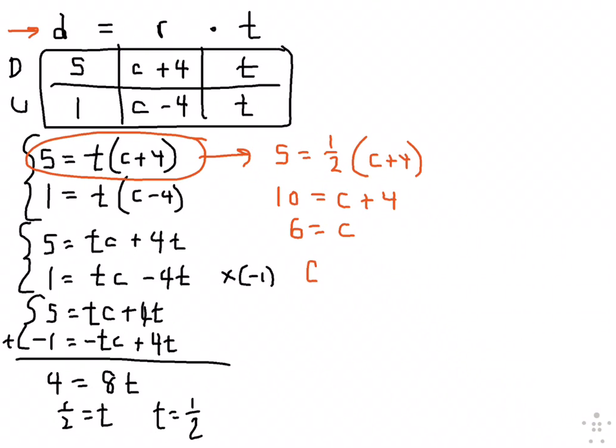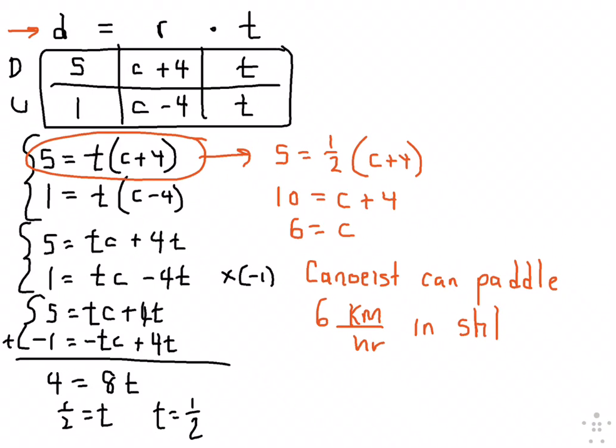So the canoeist can paddle 6 kilometers per hour in still water.